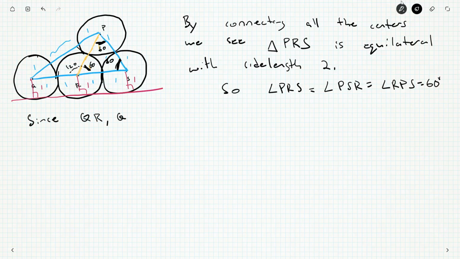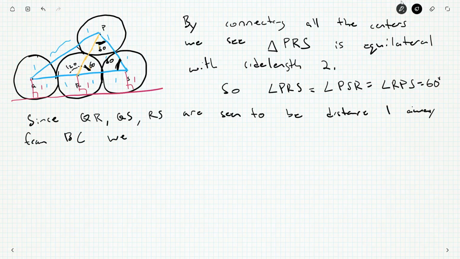since QR, QS, and RS are seen to be distance 1 away from BC, we conclude they are parallel to BC. So this is a nice result.